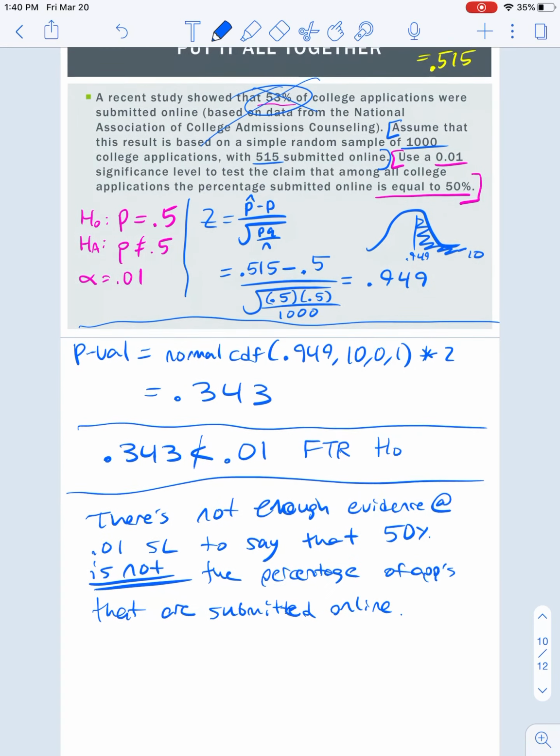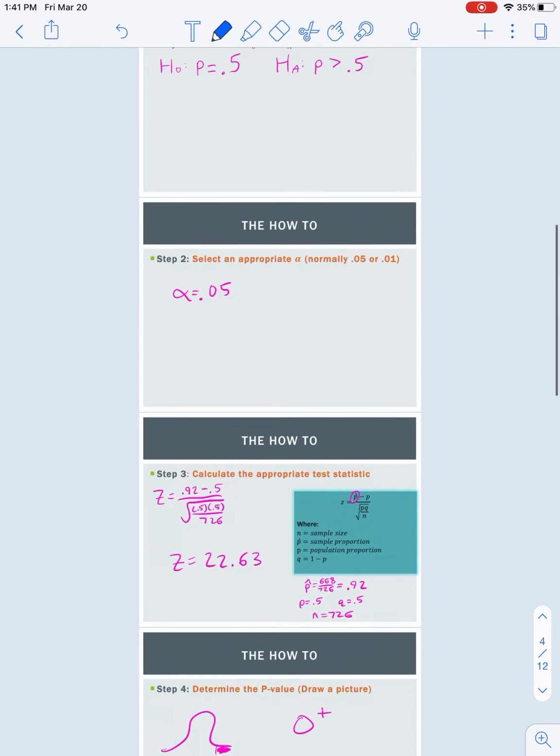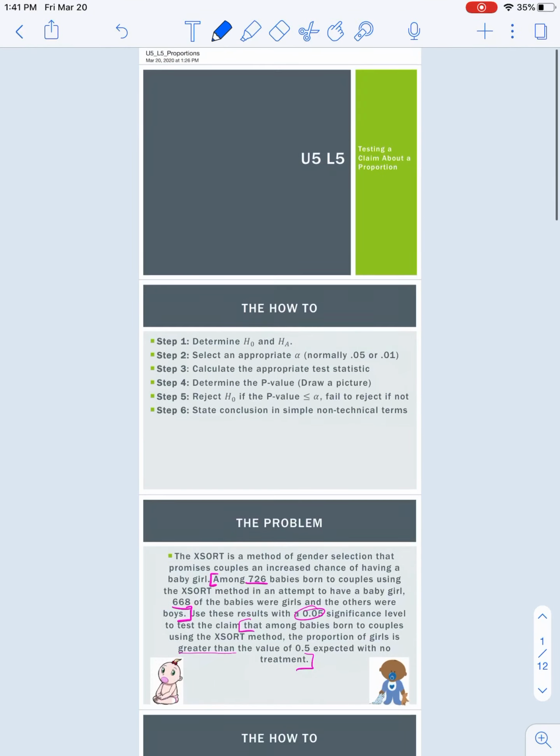Okay, so the original claim was talking about it being equal, but the actual hypotheses say not equal to for the alternative, and that's what we care about. So we say there's not enough evidence to say the alternative is true. There's not enough evidence to say that 50% is not the percentage of applications that are submitted online. And that's it. We're through all the notes for this chapter.